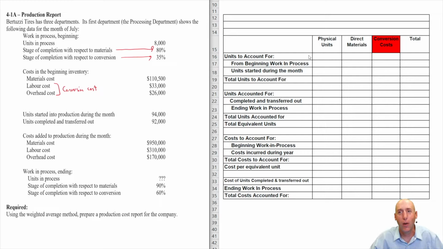You've got an ice sculpture. Well, as soon as you start chiseling into the ice sculpture, I imagine the materials are 100% done because you bought all the ice. You have the ice block. The conversion, though, has barely started, right? You could have conversion that was 10% complete with materials 100% complete.